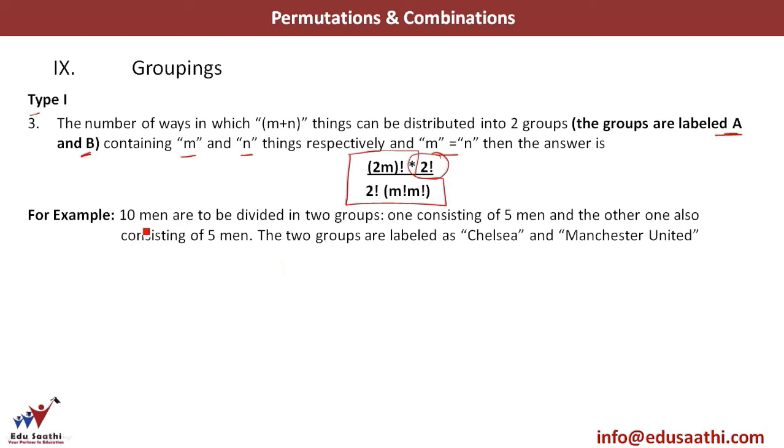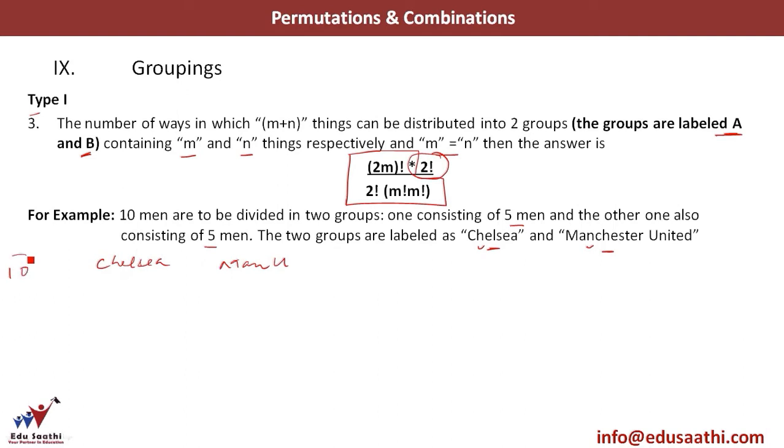Now let's do this with an example. 10 men are to be divided into 2 groups as in the previous case, one consisting of 5 men and the other one also consisting of 5 men. The 2 groups are labeled as Chelsea and Manchester United. Since I am a football fan, I use these 2 names. Okay. So now what is the difference from the previous case? That I have labeled these groups. I have Chelsea and I have Man U here.